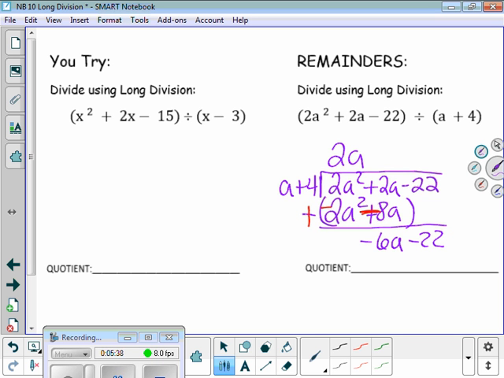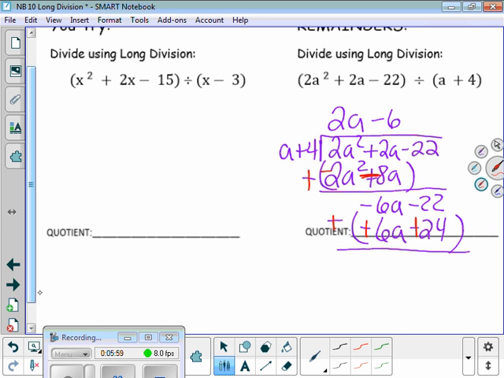How do I make a look like negative 6a? Multiply by negative 6. So I've got negative 6a, and negative 6 times 4, negative 24. Once again, got to subtract all of that. Or in other words, I could switch all my signs so I could combine. So my 6a's go away, and I end up with a remainder of what? 2. Okay, now I want to show you how to write your answer. When you write your answer, I want you to put 2a minus 6, which is our quotient. You okay with that? Plus your remainder over your divisor.